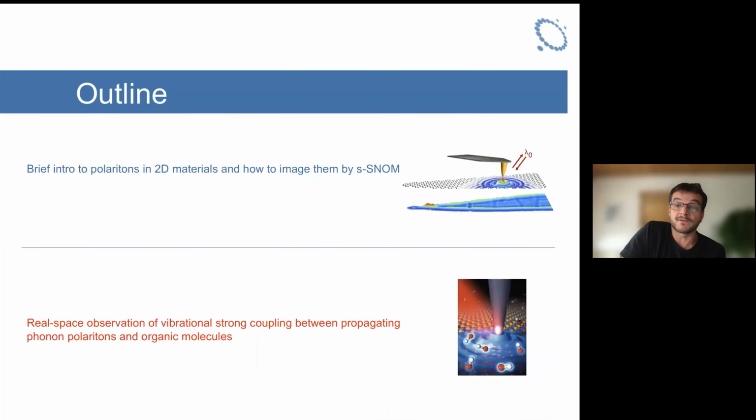So far, I introduced a little bit what a phonon polariton is, and how we can excite and image them with the help of near-field microscopy. Now I want to talk about strong coupling and give a brief introduction, briefly mention what we mean by that and why this is interesting.